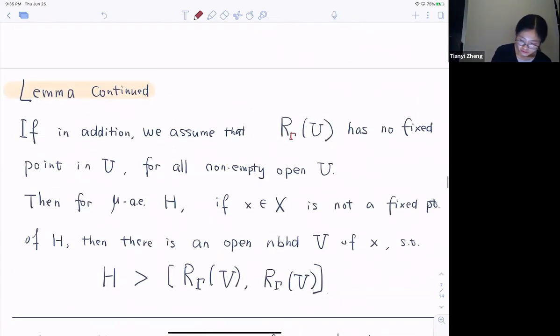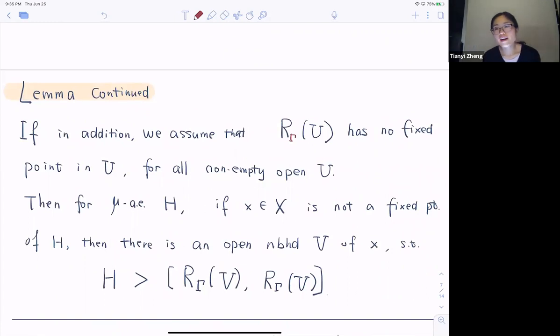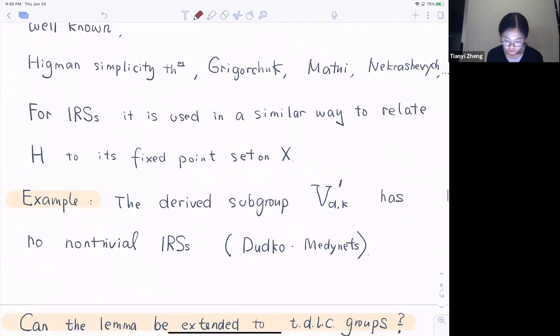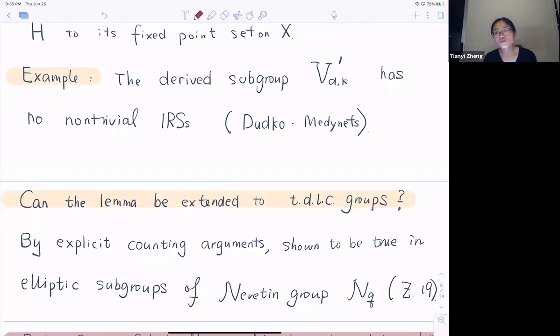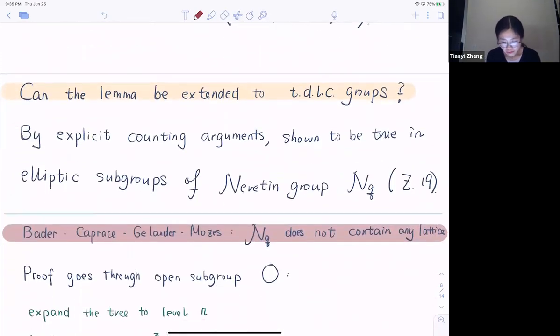So this lemma is quite useful, but it's only proved for countable groups. So you might ask, can this kind of basic lemma be extended to non-discrete TDLC groups? I really don't know. The only example that I understood was that this version of the lemma can be extended to certain elliptic subgroups of the Neretin group. The proof went through some very explicit counting in finite subquotients, so it does not generalize easily to more abstract settings. I think it's a meaningful question to ask if a similar commutator lemma holds in non-discrete settings.